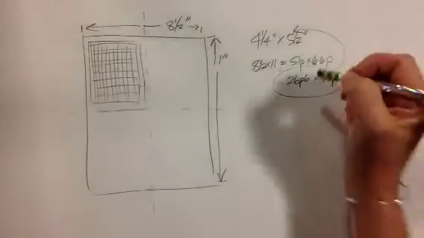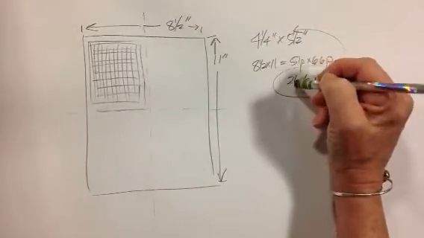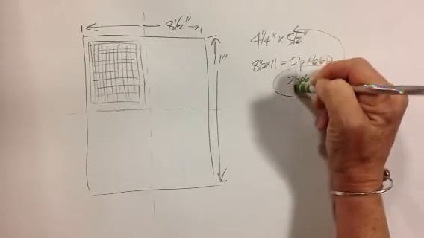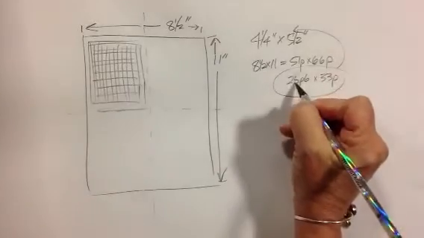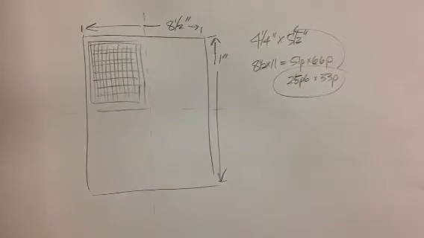Wrong. Half of 51 is not 26 1/2, it's 25 1/2. There we go, much better.